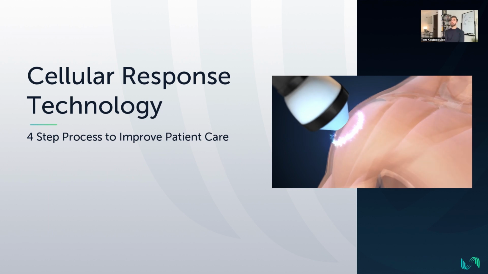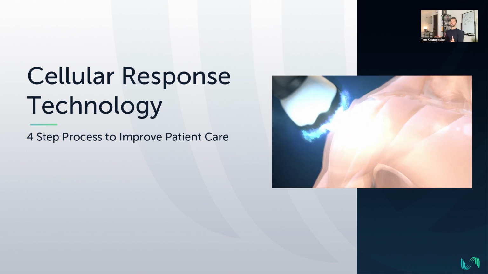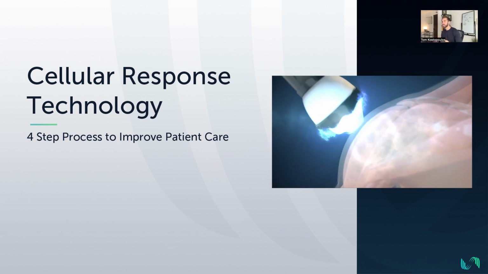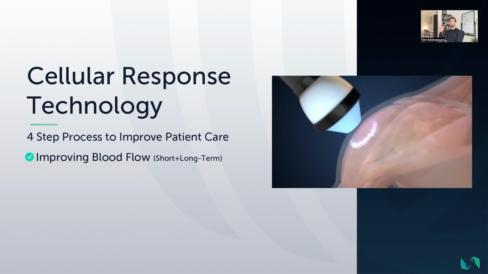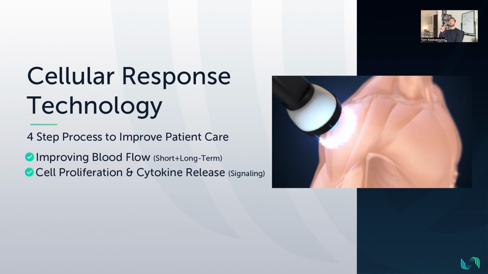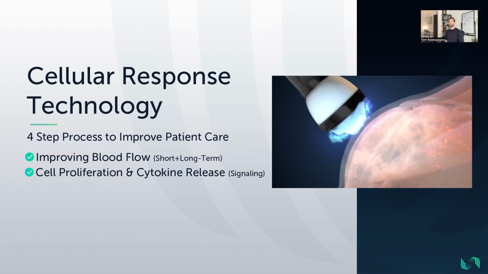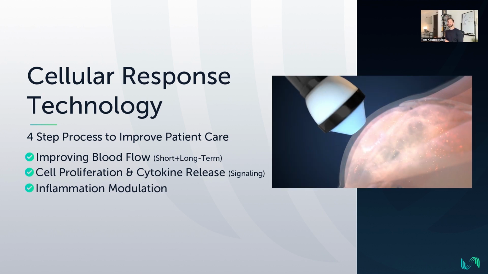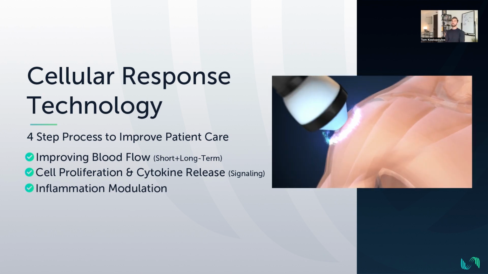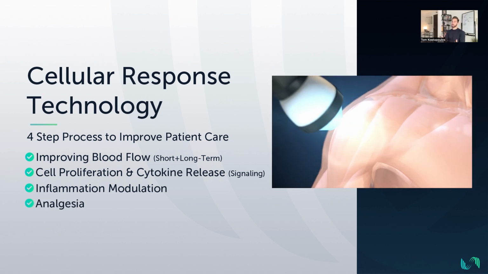Okay. Now, that's really the 4-step process. It's really a 3-step process, but it's the 4-step process of what we call our cellular response technology. This is focused shockwave, and essentially it's the gold standard of shockwave. But the 4-step process, to recap here: we're improving blood flow to the area, both short-term and long-term. Cell proliferation and cytokine release for cellular signaling is taking place. Okay, we're upregulating certain growth factors. The modulation of inflammation, both reducing chronic inflammation long-term and short-term having a positive acute inflammatory response. And then 4, the analgesic effect that's actually taking place here, so the reduction in pain, which is great for the patient, especially if they're suffering tremendously.